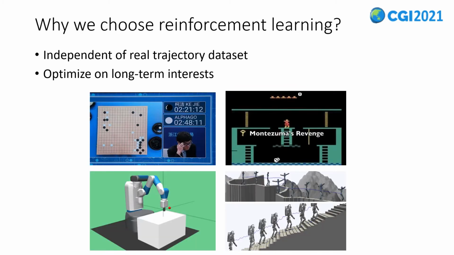In recent years, reinforcement learning has shown human-level performance in Go and games. More and more researchers try to apply reinforcement learning to navigation. Reinforcement learning does not depend on real datasets. It can continuously obtain training data through the virtual environment. Moreover, the optimization goal of reinforcement learning is the cumulative environmental feedback signal, which means reinforcement learning concentrates on long-term interests.